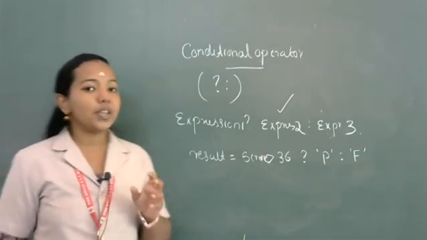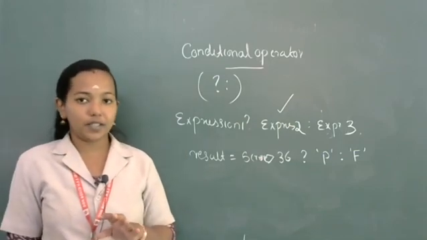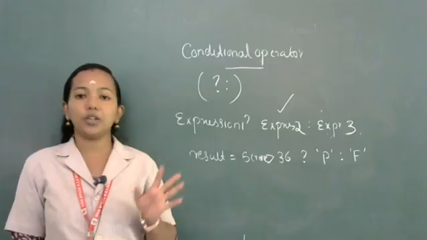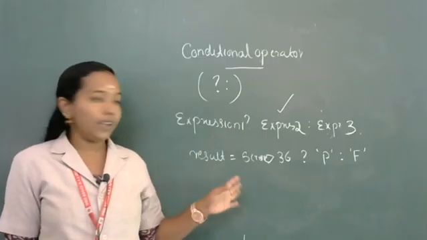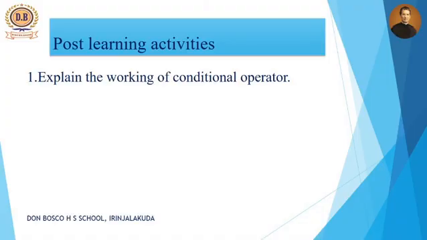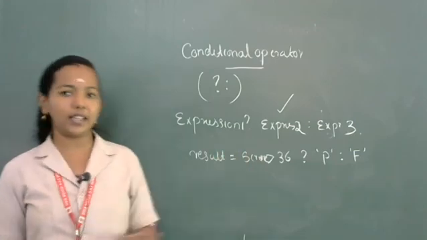Clear? So these are the different types of operators that we are using in C++. Again we will revise the operators that we studied: relational operators, logical operators, input output operators, assignment, increment and decrement, postfix and prefix, and the last operator was the conditional operator. It's very important. Then write one question in your notebook: write and explain the working of the conditional operator with example. You can write the syntax and the same example.